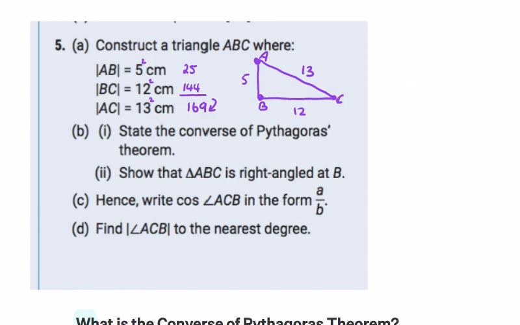We're asked to show that the triangle is right angled at B, so that the right angle is here. So we would have to show that 5 squared plus 12 squared equals 13 squared. 169 equals 169. So you can say therefore right angled at B.